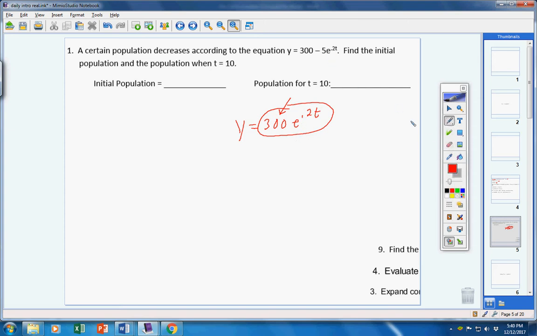And by the way, let me show you why the answer would have been 300 if this would have been the problem. To find the initial or the starting amount, that means you put 0 in for t because 0 time has elapsed. Well, 2 times 0 is 0, so you have e to the 0 power. Anything to the 0 power is 1, so you have 300 times 1, which is 300, okay?